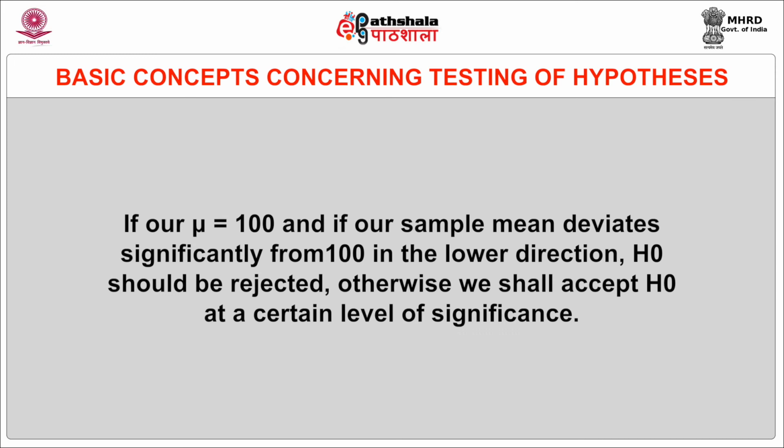If our mu is equal to 100 and our sample mean deviates significantly from 100 in the lower direction, the null hypothesis should be rejected. Otherwise, we shall accept the null hypothesis at a certain level of significance. If the significance level in the given case is kept at 5%, then the rejection region will be equal to 0.05 of the area in the left tail, as has been shown in the curve.